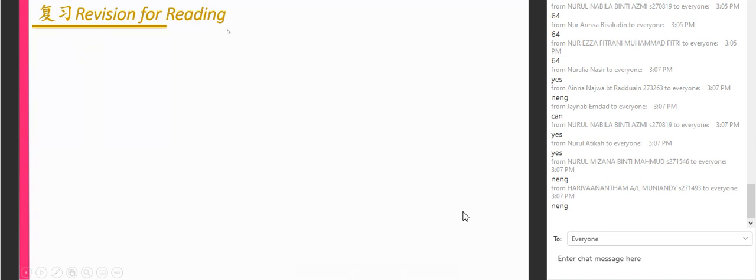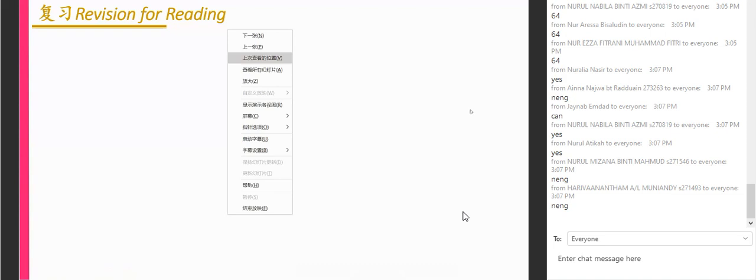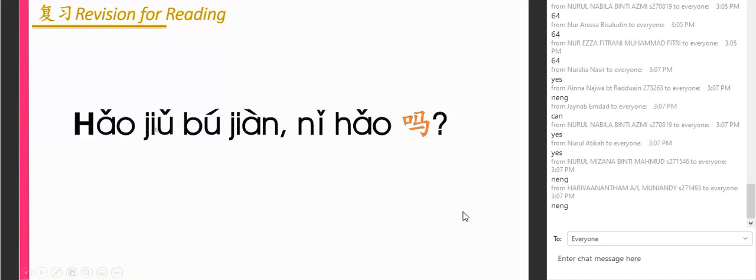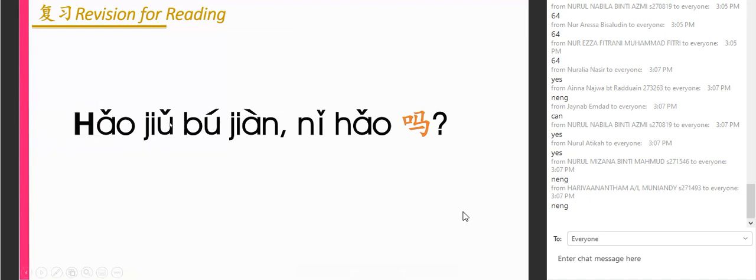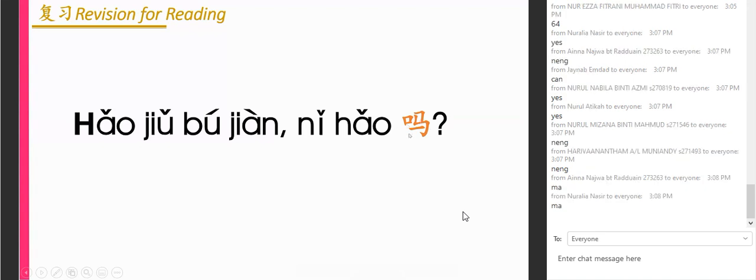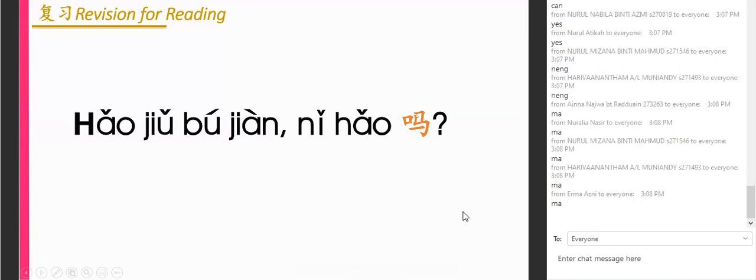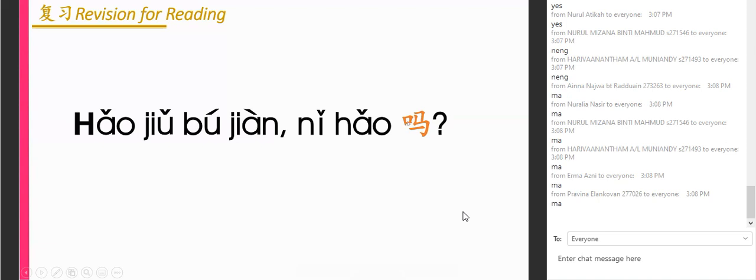Okay, reading test. You will have the reading test together with the oral test. During your reading test, we show you a sentence like this. Make sure you can read the sentence in a louder voice, pinyin together with the Chinese character. The first one, do you remember the Chinese character for this? Very good. It's ma, right? Pause here with the mouse. So it's ma. When we show you the slide, you just read 好久不见，你好吗? Okay, you just read the sentence in a louder voice.